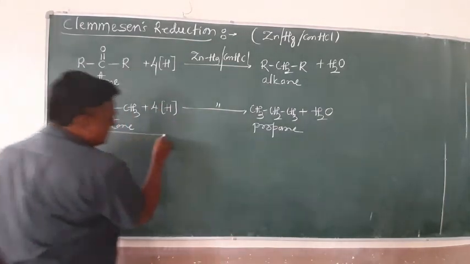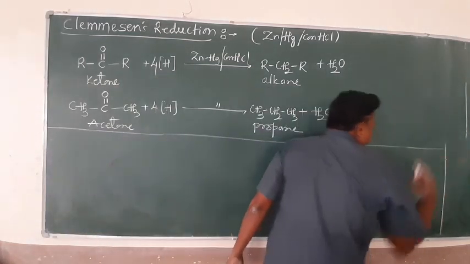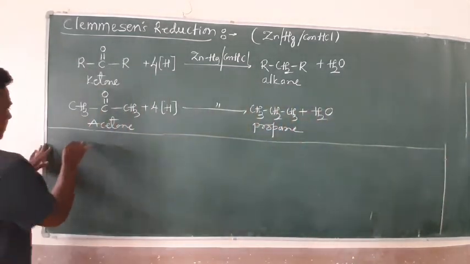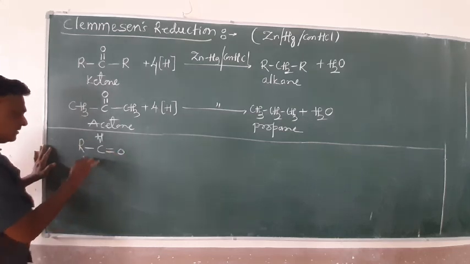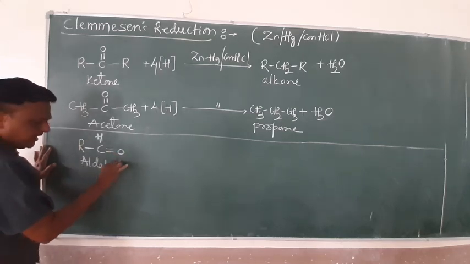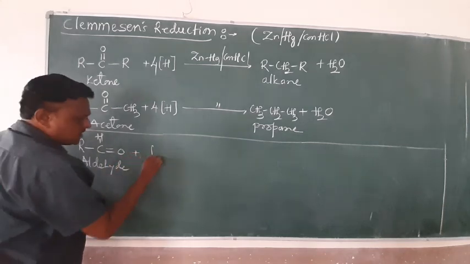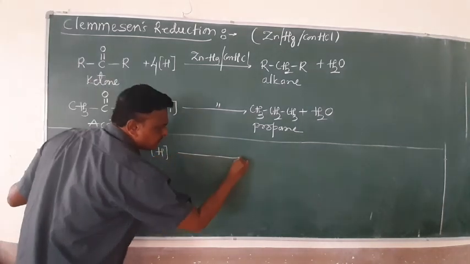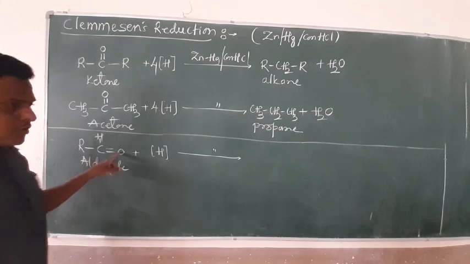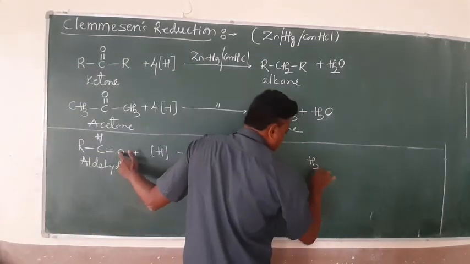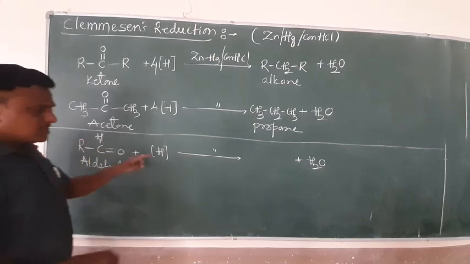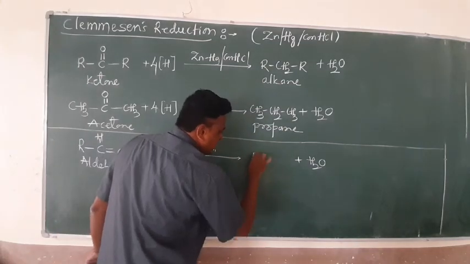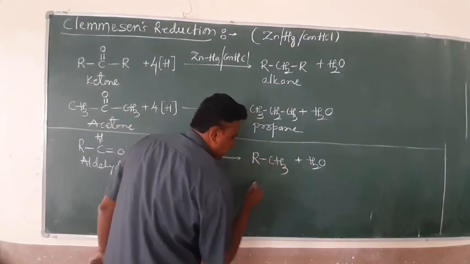Similarly we can practice with an aldehyde also, friends. We take an aldehyde, RC double bond OH. The aldehyde undergoes reduction, so remove the oxygen as water, H2O. RCH already has the addition of 2 hydrogens. The compound formed is RCH3.